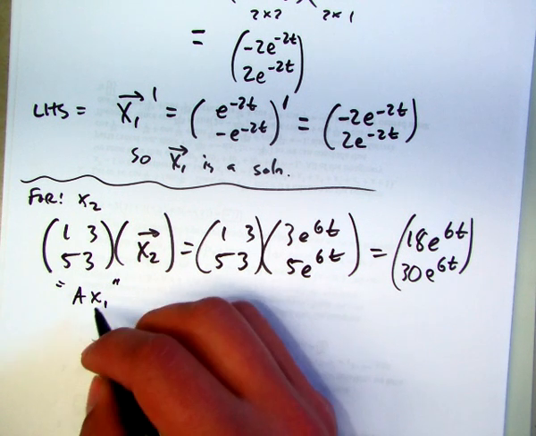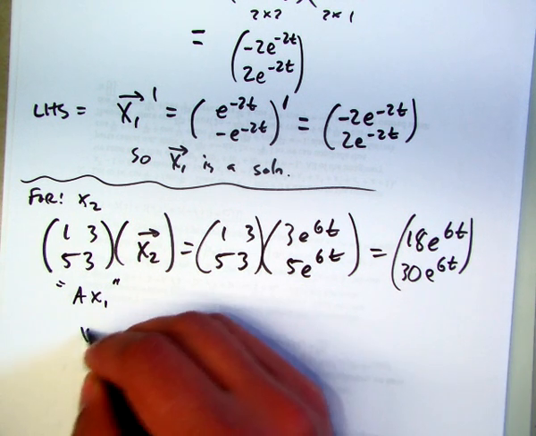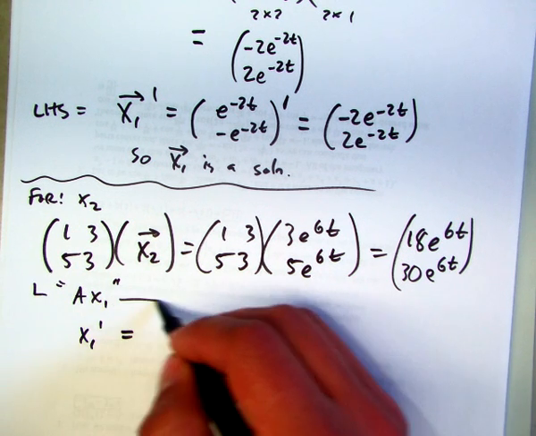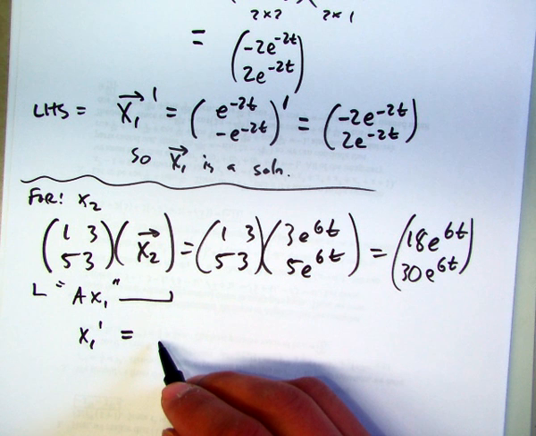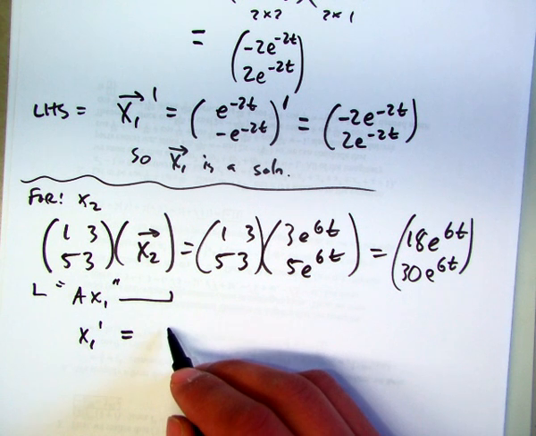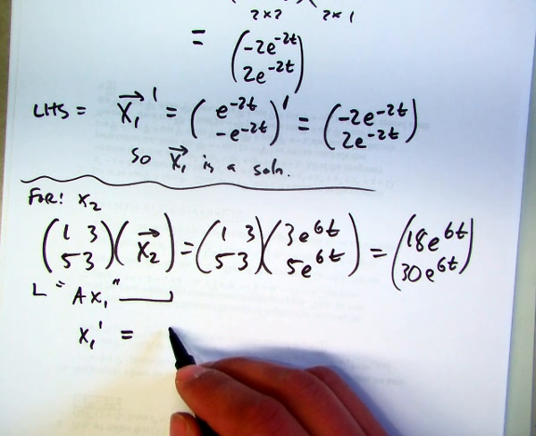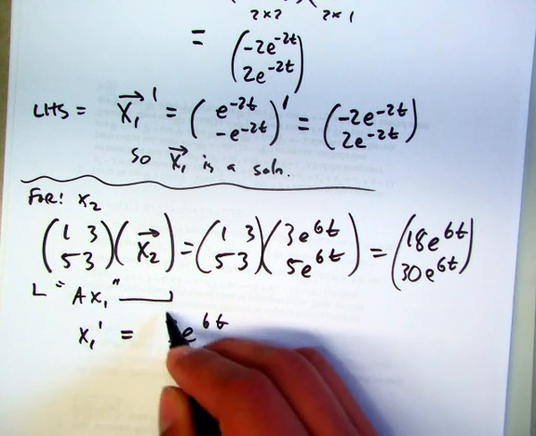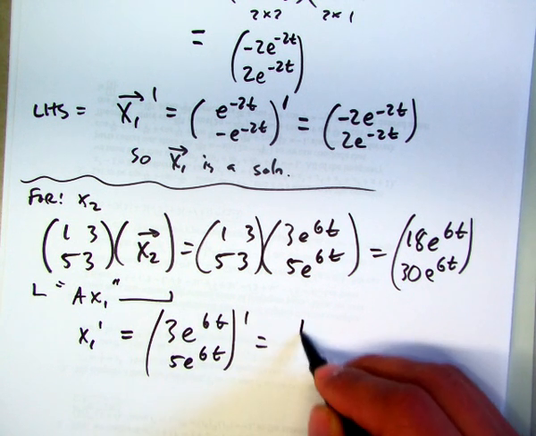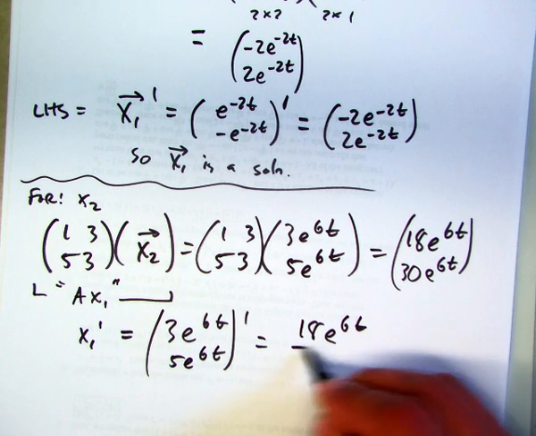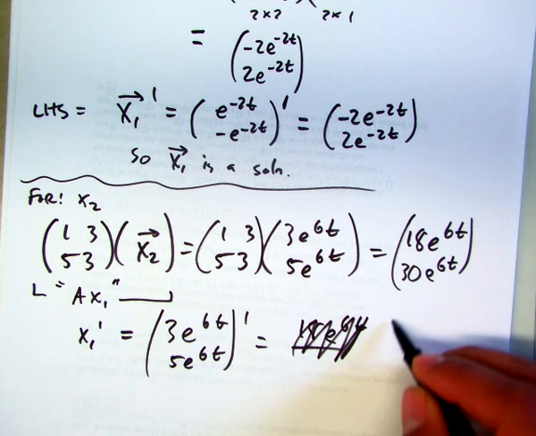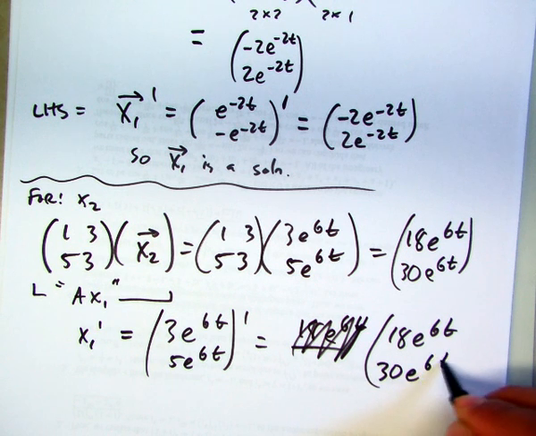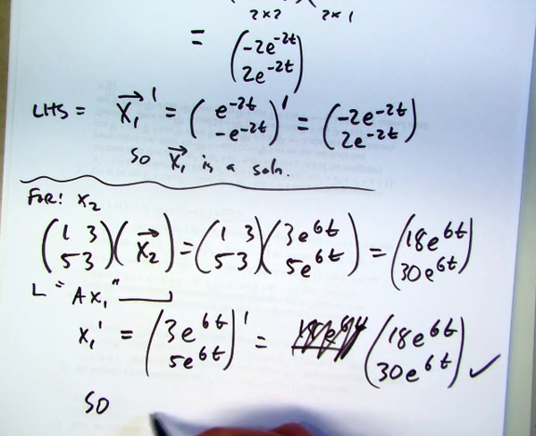And if I look at x2 prime, take the derivative of 3e to the 6t and 5e to the 6t, and we get, of course, 18e to the 6t. Whoops, not a fraction, sorry. And 30e to the 6t. So x2 is a solution.